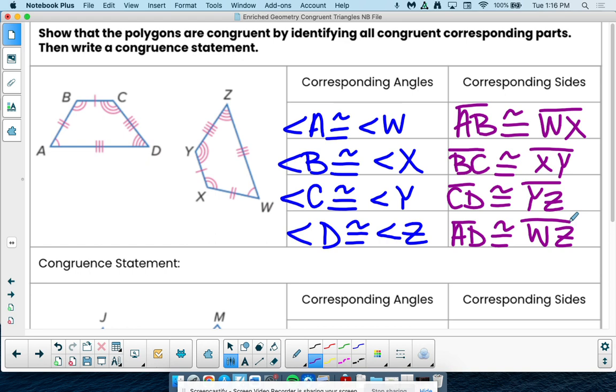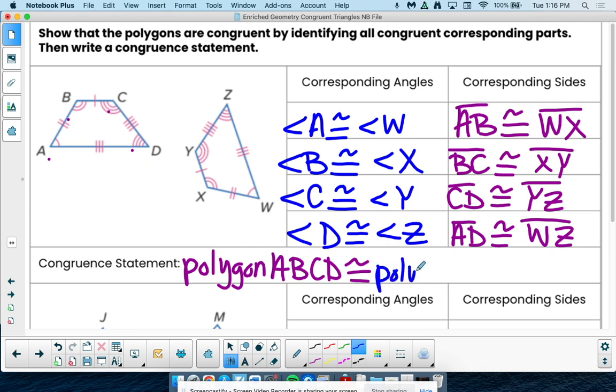So once you've listed out all your sides and angles, we can write our congruency statement. Since we don't have triangles, you can just say polygon. So you're going to say polygon, I'm just going to go in order A, B, C, D, is congruent to polygon. And you just have to match the order. So what matches A? W. B matches X. C matches Y. Z. Does that kind of make sense?